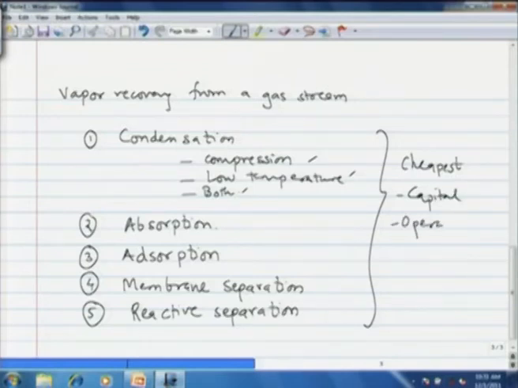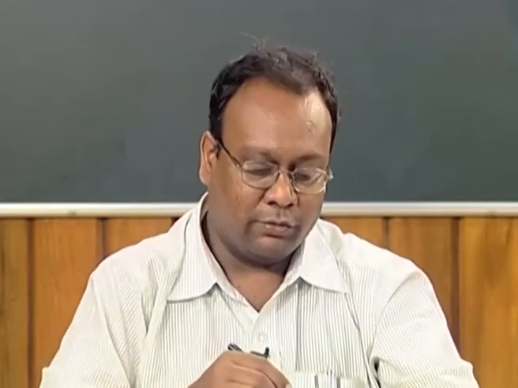But when we try to design a process on industrial scale or commercial scale, another factor that comes into picture is the experience with that particular process. Suppose the industry has already some absorption units. So, the industry has experience of designing and operating an absorption unit. So, when a new system is to be chosen, the company would like to go for absorption.